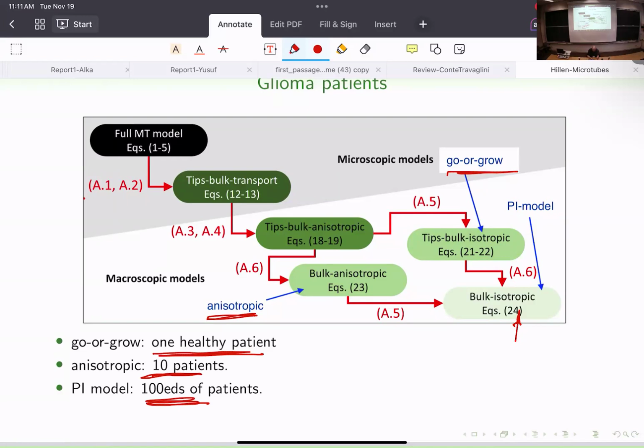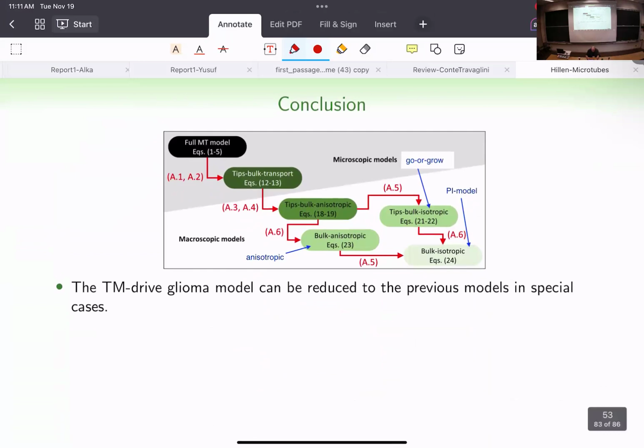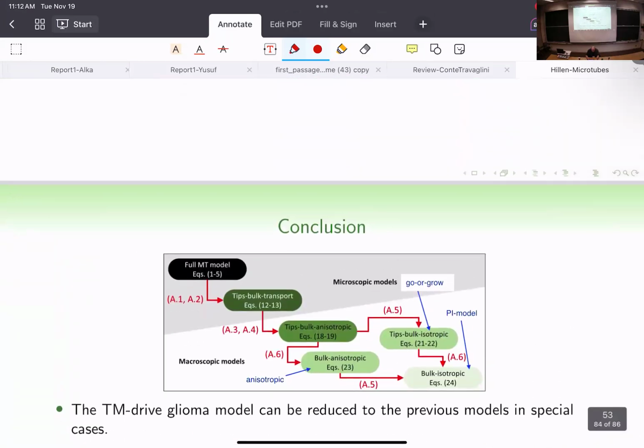I think the scheme with the assumptions is really useful because, as I said, you can scrutinize the assumptions. It tells you on which level you should be modeling. But these higher level models have never been used for any real data, and that's something we should maybe aim for. Okay, so let me conclude.